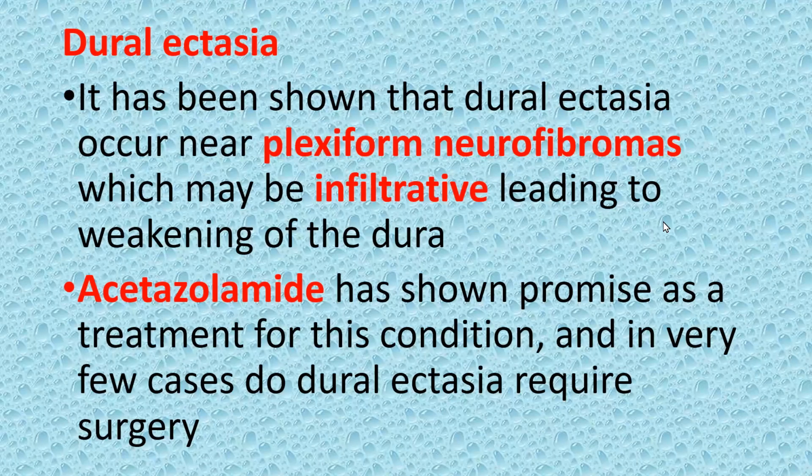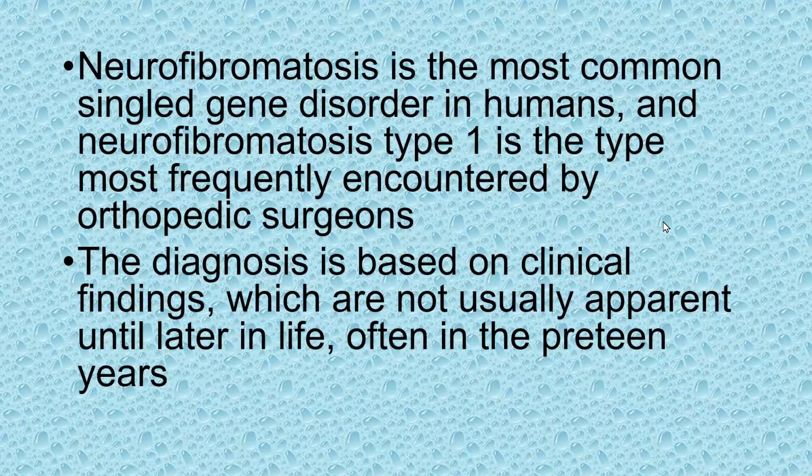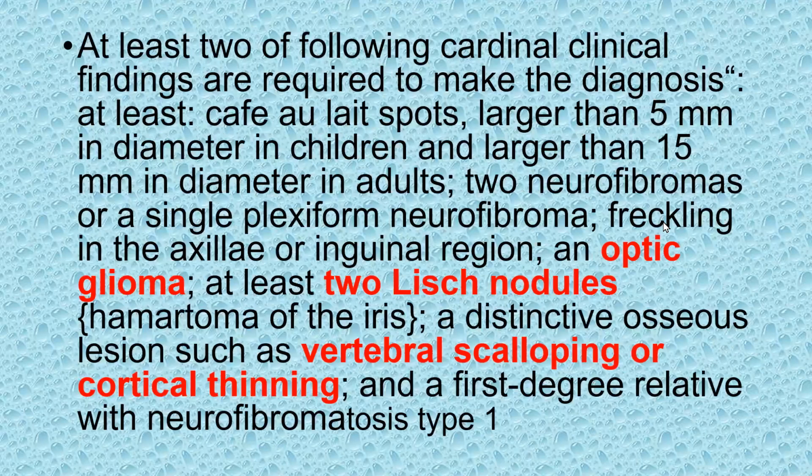Neurofibromatosis is the most common single gene disorder in humans, and neurofibromatosis type 1 is the type most frequently encountered by orthopedic surgeons. The diagnosis is based on clinical findings which are not usually apparent until later in life, often in the pre-teen years. At least two of the following cardinal clinical findings are essential. Café au lait spots: in children, when more than 5 millimeters, and in adults, more than 15 millimeters. So you have to think of freckling in the axillae, and think of optic gliomas and Lisch nodules in the iris, optic gliomas in the retina. All these one should consider, and vertebral scalloping and cortical thinning.